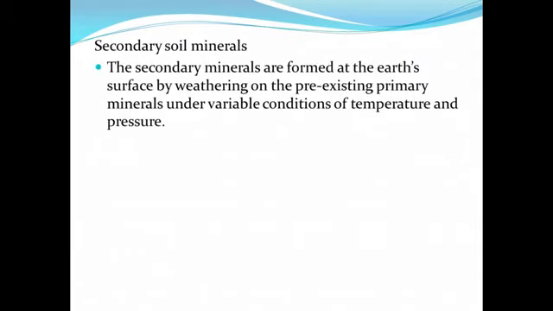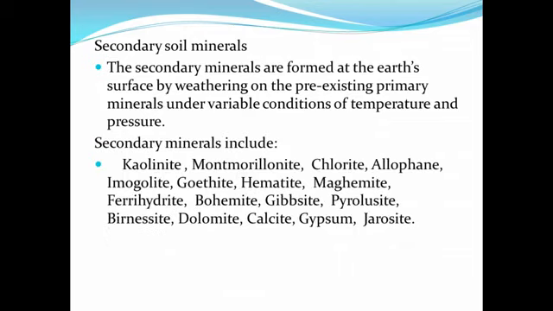Now let's take a look at secondary minerals. Secondary minerals are formed at the Earth's surface by the weathering of the pre-existing primary minerals under variable conditions of temperature and pressure. So secondary minerals are formed after the weathering of existing primary minerals, and the weathering that usually occurs is chemical weathering. Secondary minerals include kaolinite, montmorillonite, chlorite. Kaolinite, montmorillonite, and chlorite, we are going to look at them later on in the syllabus. They also include allophane, imogolite, goethite, hematite, and many others.